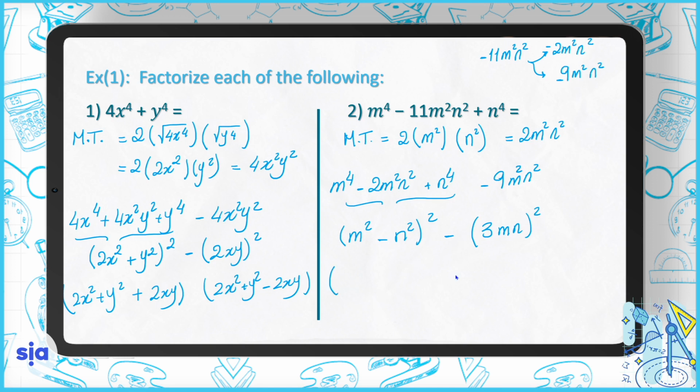How to factorize this then? Here are two brackets multiplied together using the difference of two squares. So it's m squared minus n squared, one time plus 3mn, and in the other it's m squared minus n squared minus the 3mn.